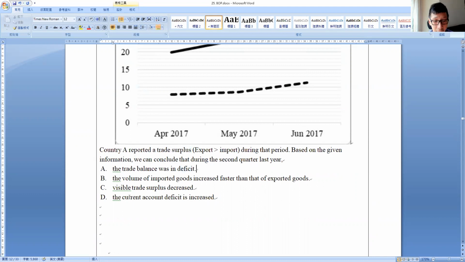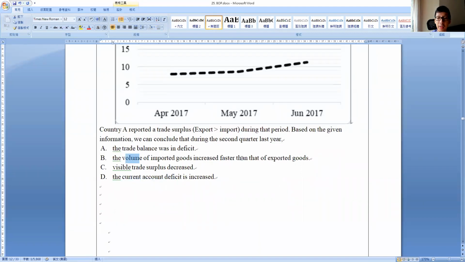Contradiction. Okay. Now, D, current account deficit is increased. Again, do you know anything about current account deficit or surplus? No. So A and D are not correct. Now B and C have a similar problem. B, the volume of import increased faster than that of export. Now, the percentage of increase in import is bigger than the percentage increase in export. What about volume? In fact, we do not know.